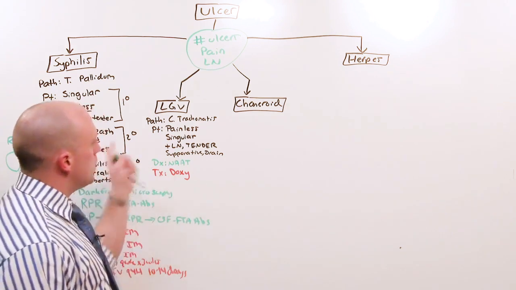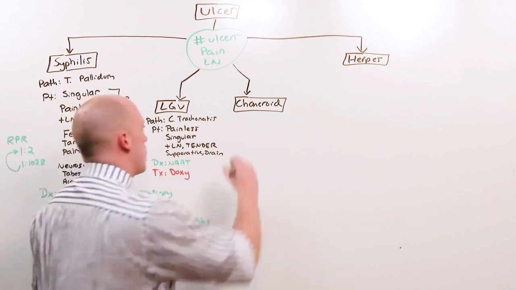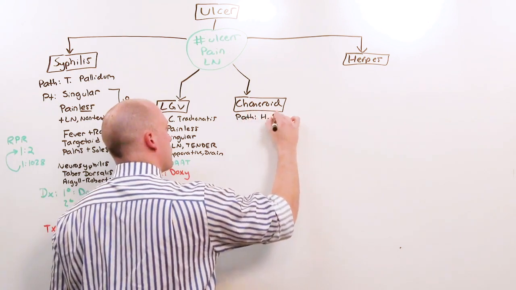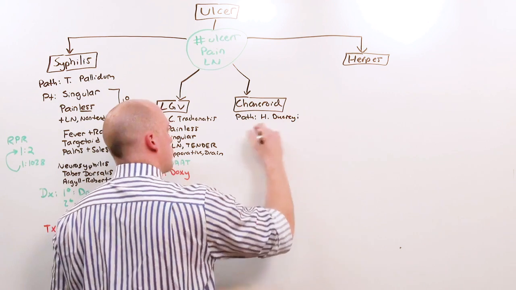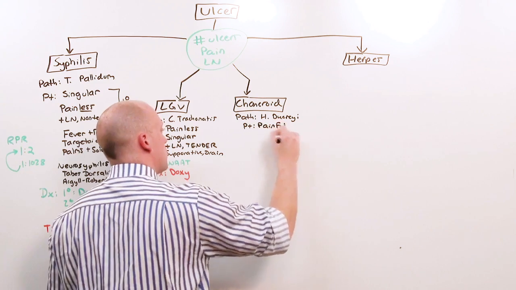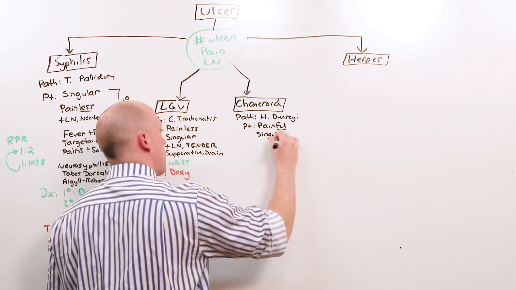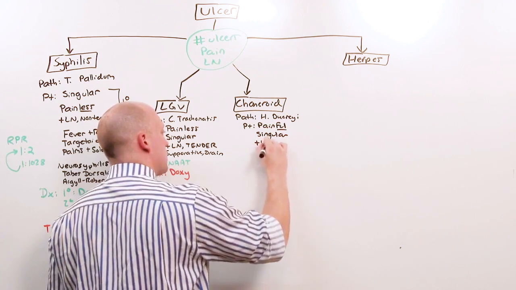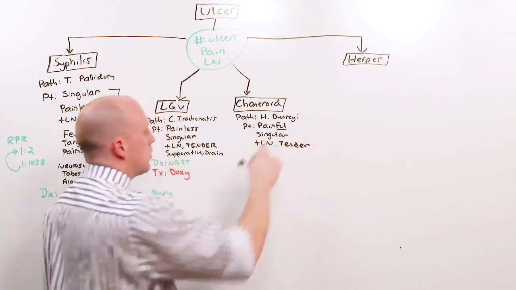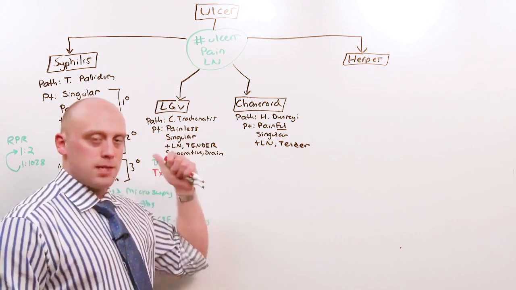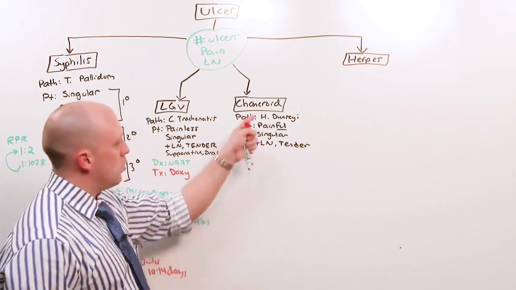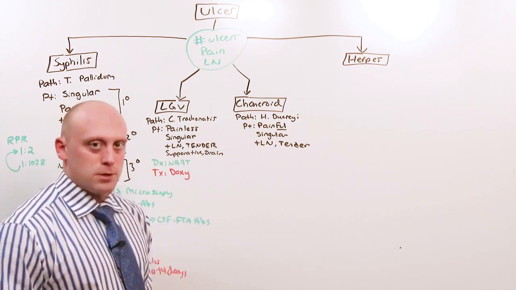If you compare these two now to chancroid, which is caused by Haemophilus ducreyi, you do cry with Ducreyi, the patient is going to have a painful singular ulcer that has positive lymph nodes that are tender. In this case, it's the singular ulcer that's painful that separates it from the chancre of primary syphilis. Thus, chancroid, it looks like syphilis, but it hurts.